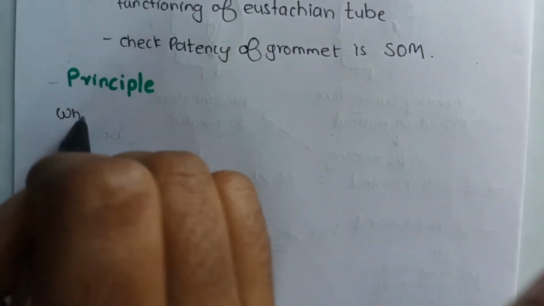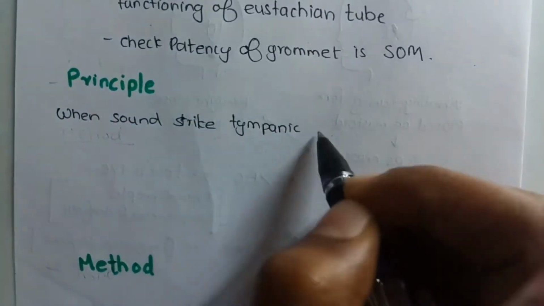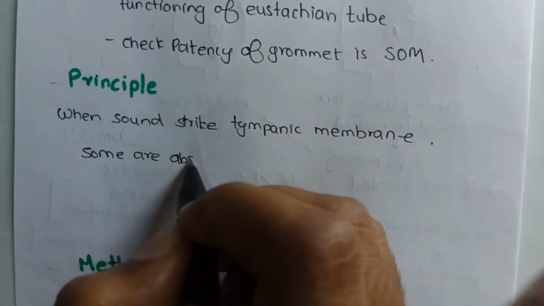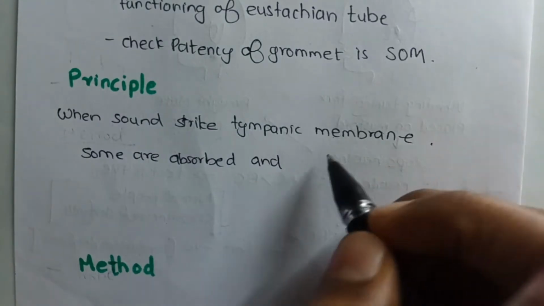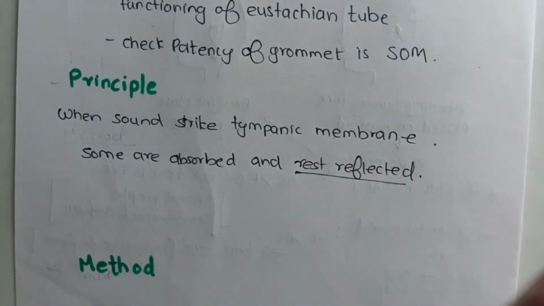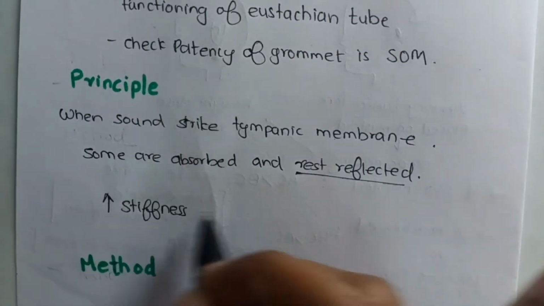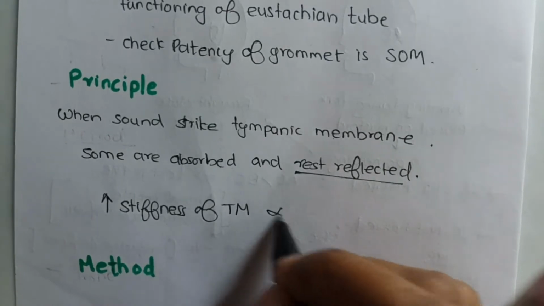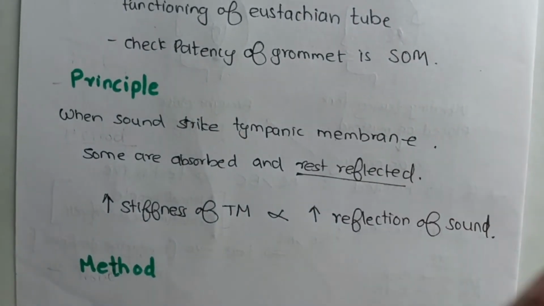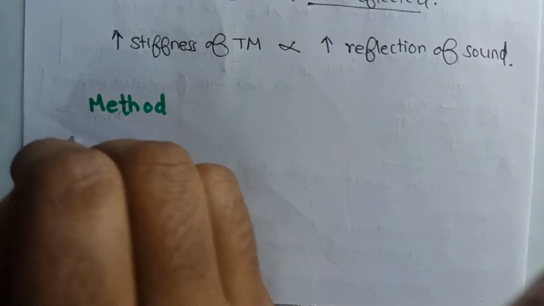Now, the principle of this test. When the sound strikes onto the tympanic membrane, some of the sound gets absorbed into the middle ear cavity, which helps in hearing, while the rest of it gets reflected back. So it is this reflected sound that we are measuring, and it is known that as the stiffness of the tympanic membrane increases, the reflection of the sound also increases. So thereby we can check out the stiffness of the tympanic membrane.